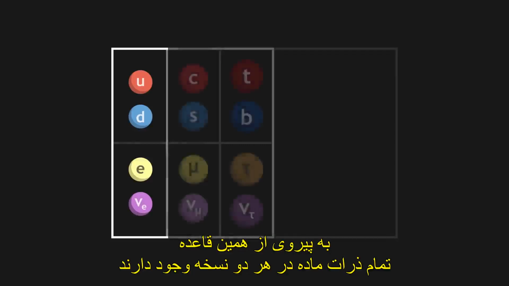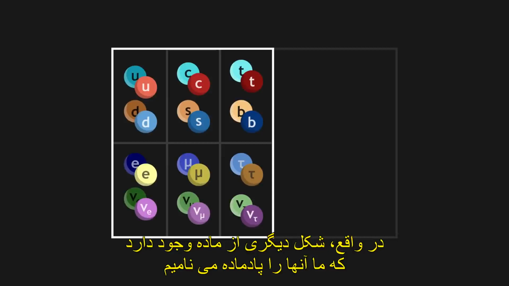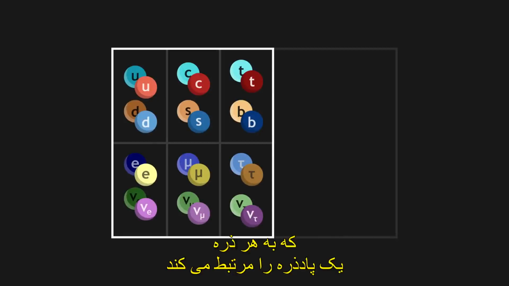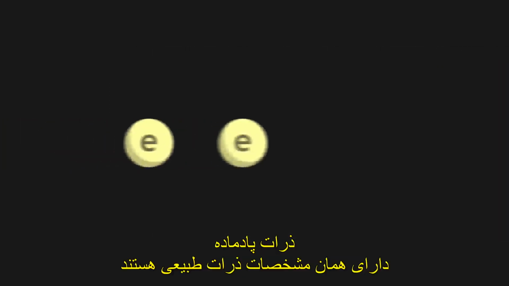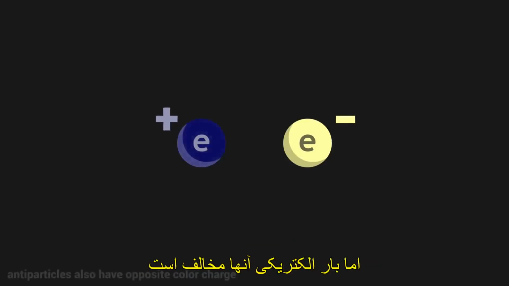Following on, all matter particles exist in either of two versions. Indeed, there is another form of matter, which we call antimatter, which associates to each particle an antiparticle. Antiparticles have the same characteristics as normal particles, but their electric charge is opposite.